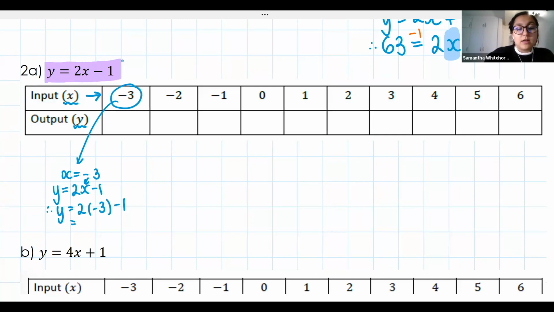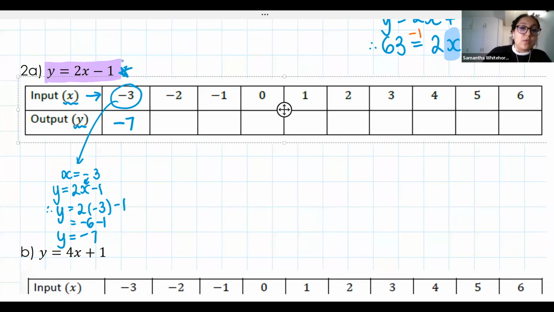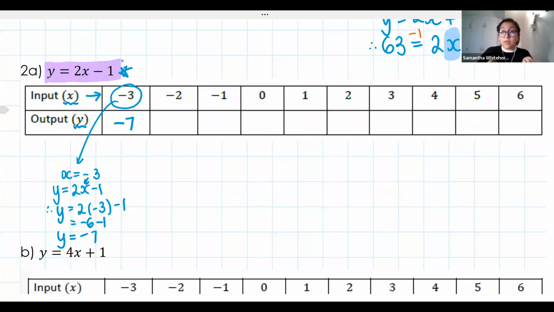Now we know 2 times negative 3 is negative 6. And then we need to subtract 1, which we hopefully know is negative 7. So when my input is negative 3 for this specific rule, my output is going to be negative 7. And so again, what we're doing is we're using the rule that we've been given to work out different values. So grade 8, what I want from you, 60 seconds.